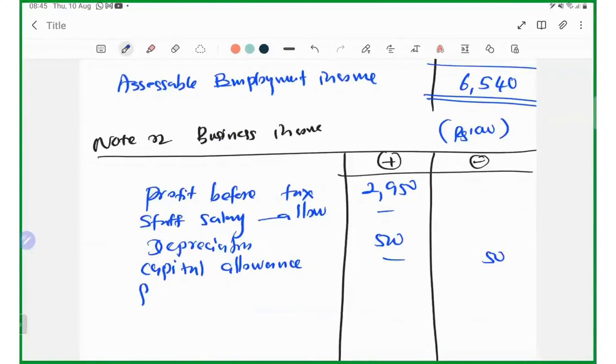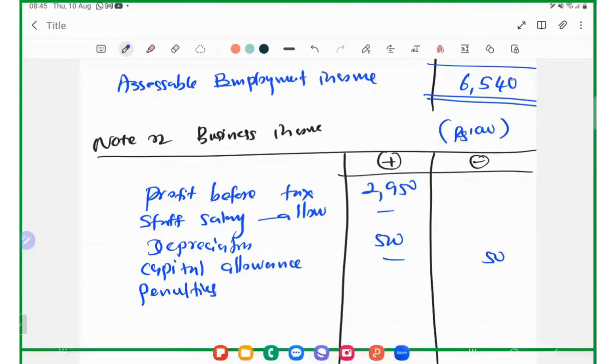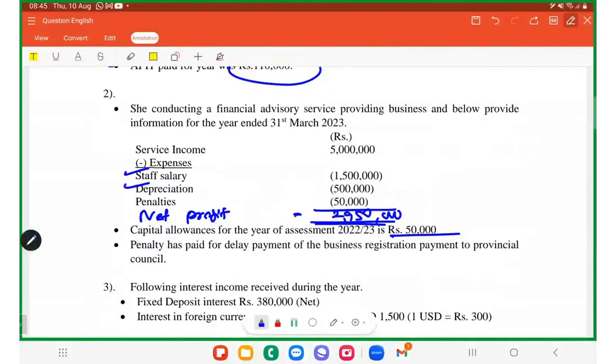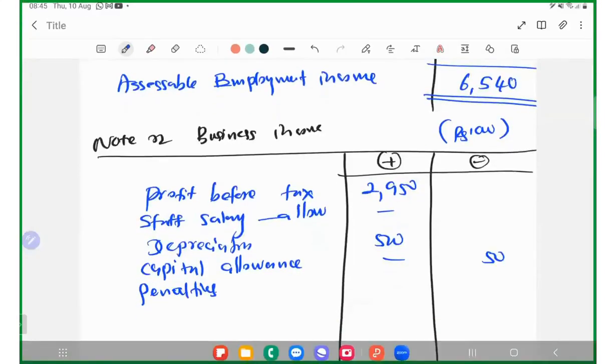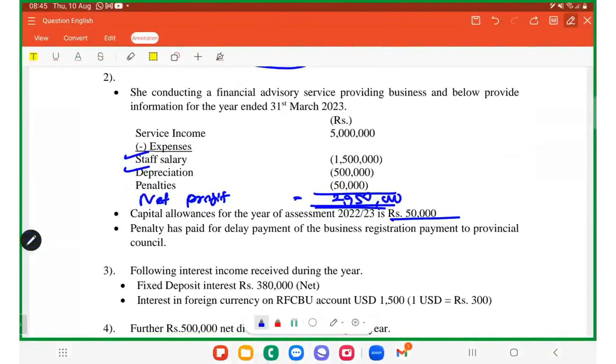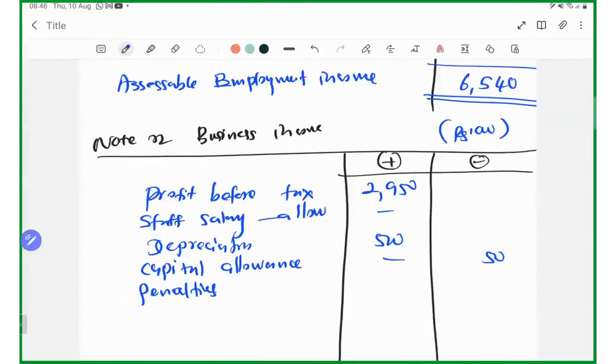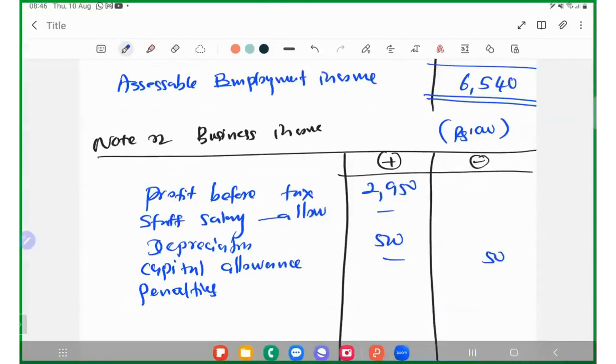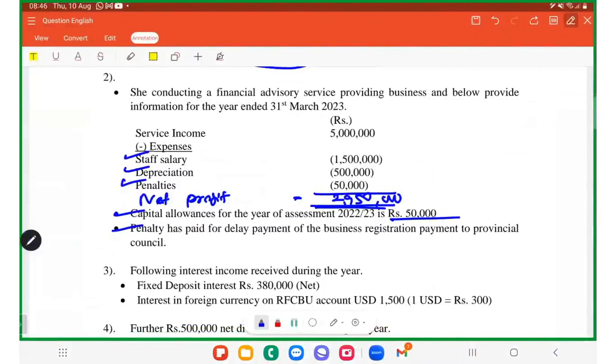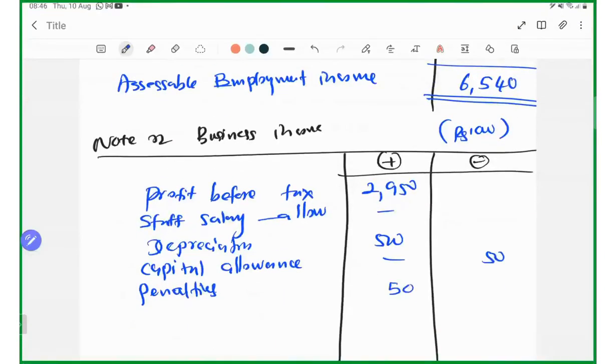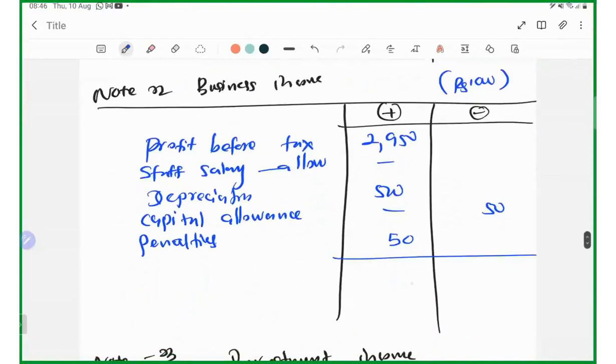So there are penalties. That penalty was paid for what? The penalty was paid for the delayed payment of the business registration payment to the provincial council. You know, under section 10, any penalty payment due to the breach of written law is not allowed. So that is not incurred for the production of the business income. Therefore, that 50 you need to add back. So that's all about the business income.